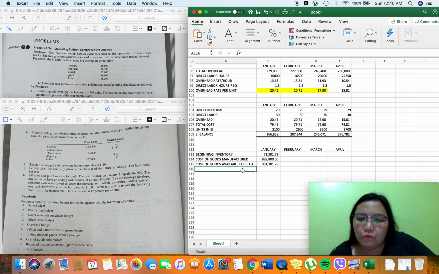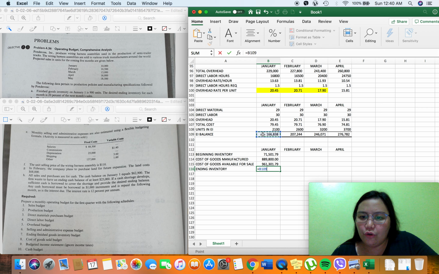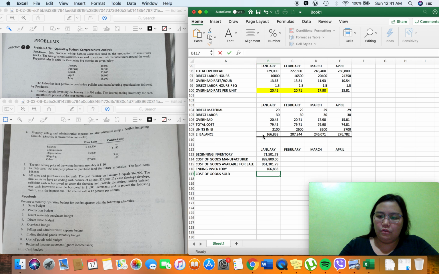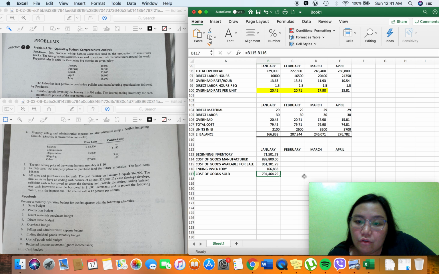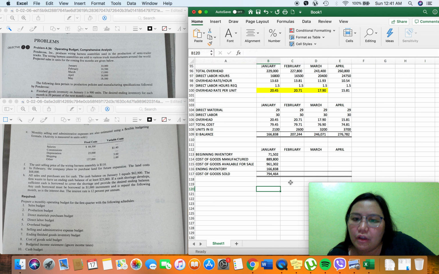To compute the CGS, we have to deduct the ending inventory. The ending inventory was already computed earlier. We have 168,838. So our cost of goods sold for the month of January is equal to 794,464. Let me round this off to the nearest peso so we will not be confused by the decimal points. There, we have our CGS for the month of January.